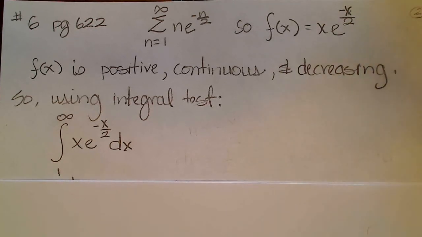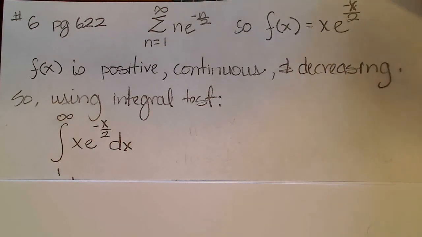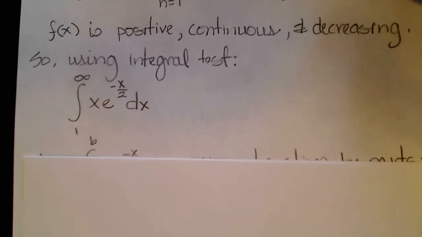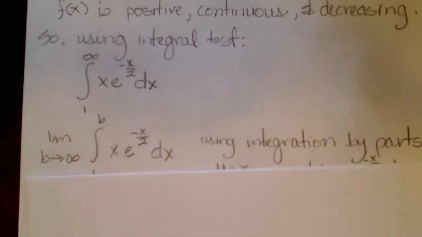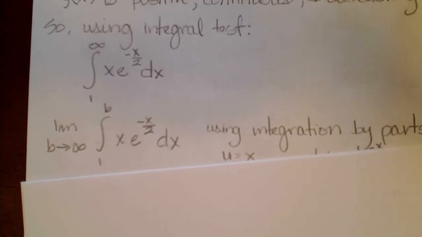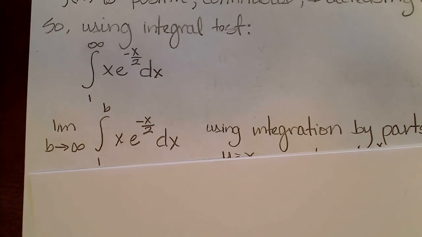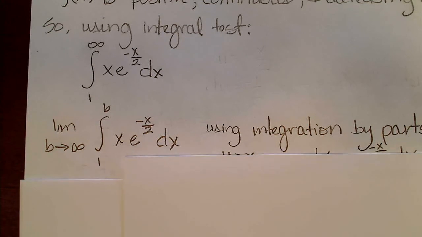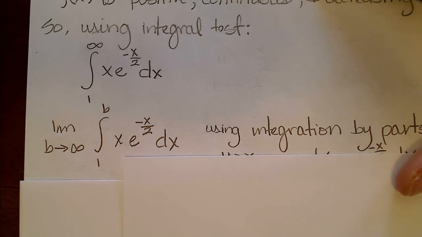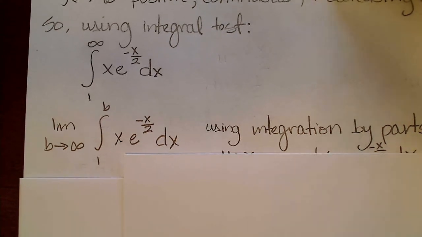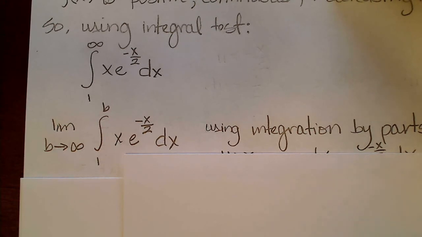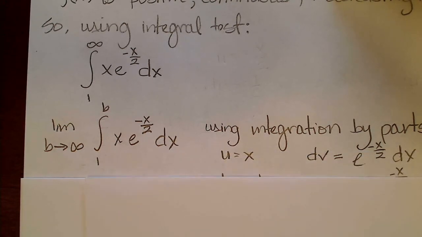Okay, so I have the integral from 1 to infinity of x e to the negative x over 2 dx. So I have to rewrite it as an improper integral. I take out the infinity and put in the limit as b approaches infinity of the integral from 1 to b of x e to the negative x over 2 dx. And of course, we recognize right away that we're going to be using integration by parts. And we're going to say that u is going to be x and dv is going to be e to the negative x over 2 dx.